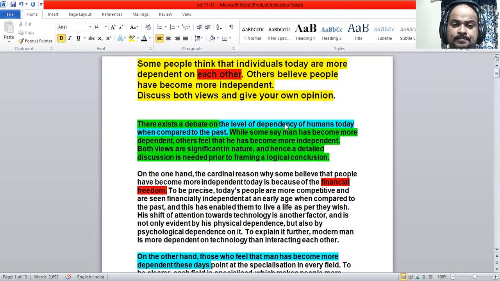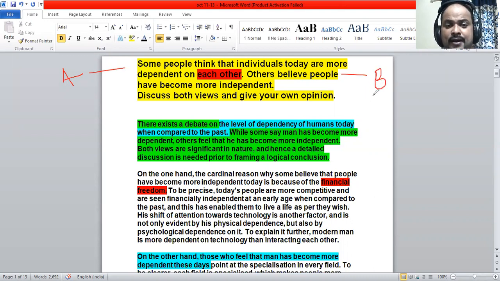Argument number one is individuals today are dependent on each other. Argument number two, they are more independent. So let's see the thing here, the argument A, that is we can see that the individuals today are more dependent on each other. Argument number B, that they are independent.